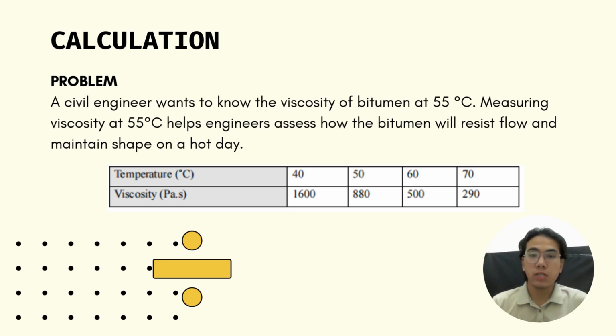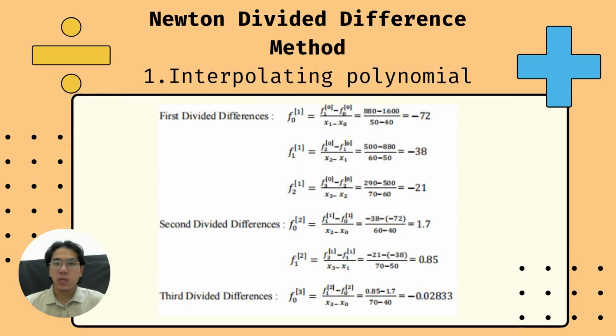For 40 degrees Celsius, we got a viscosity of 1600. For 50, we got 880, for 60, 570, and the viscosity at 70 is 290. Okay, for the calculation, we can do the interpolating polynomial using the Newton divided difference method.